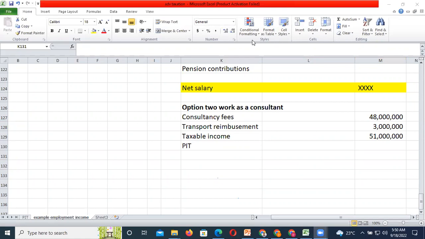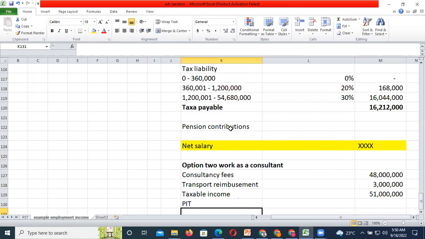How do you calculate the net salary? That is what you have looked at. You first calculate the pension, you calculate the medical, you calculate the PAYE. PAYE we have already calculated. So what is missing here is pension and the medical, and then you get the net salary.